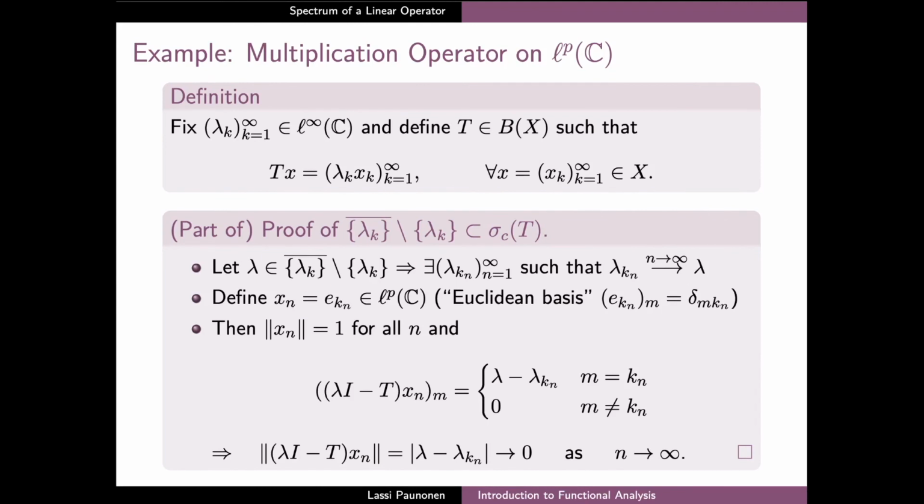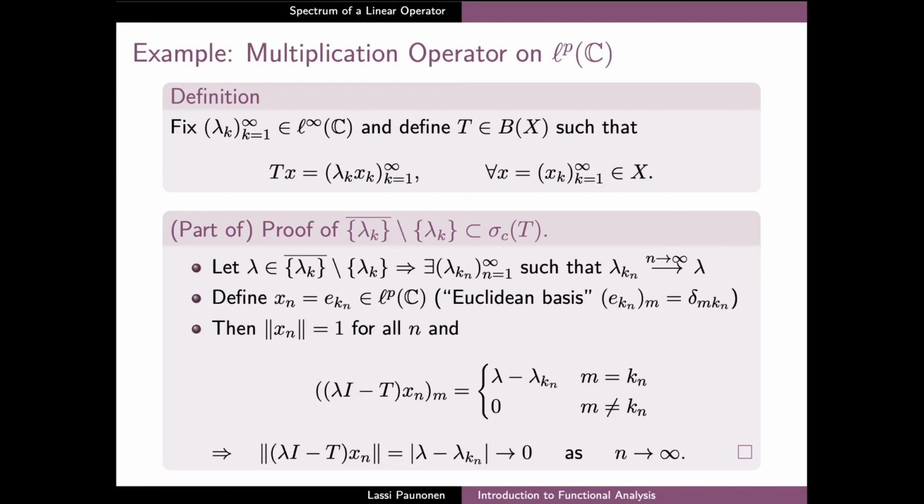Since lambda is a limit point of the set of lambda k's, we can find a subsequence of the values lambda k indexed with n, which converges to the value lambda as n goes to infinity. And for every n, we can now define xn so that it is the sequence whose knth element is equal to 1 and whose all other elements are equal to 0.